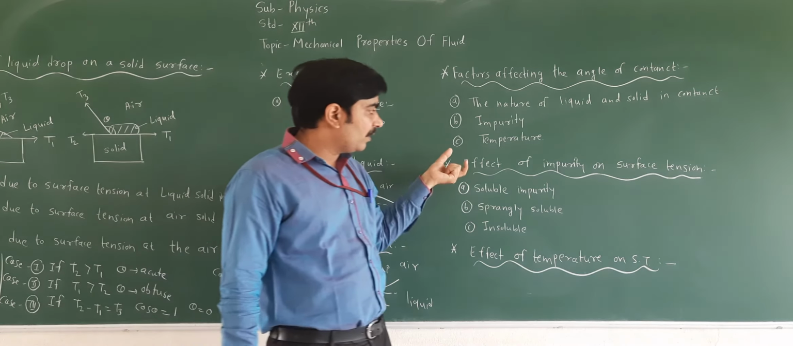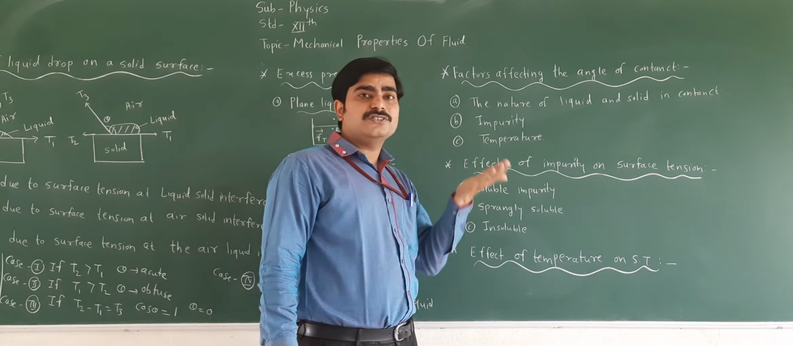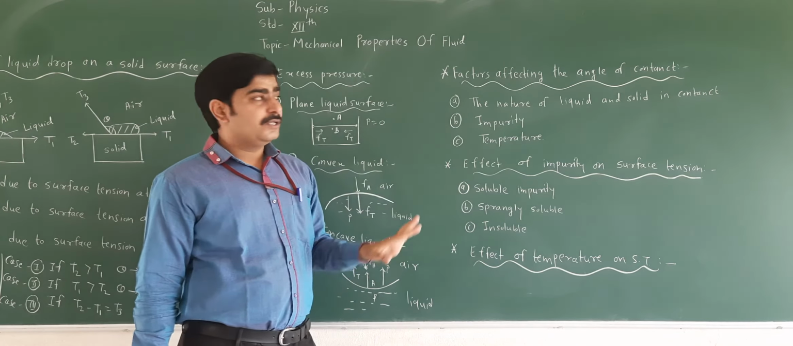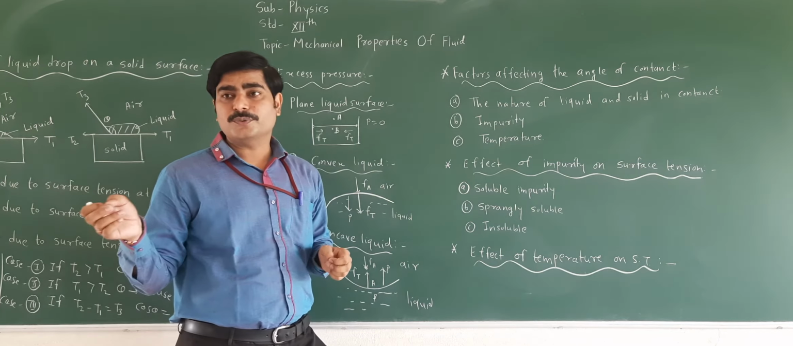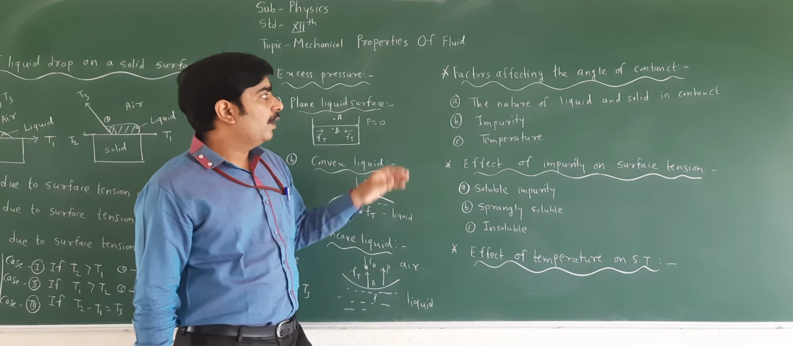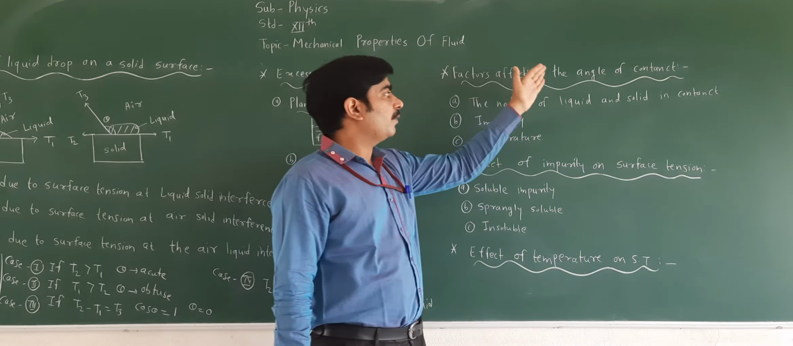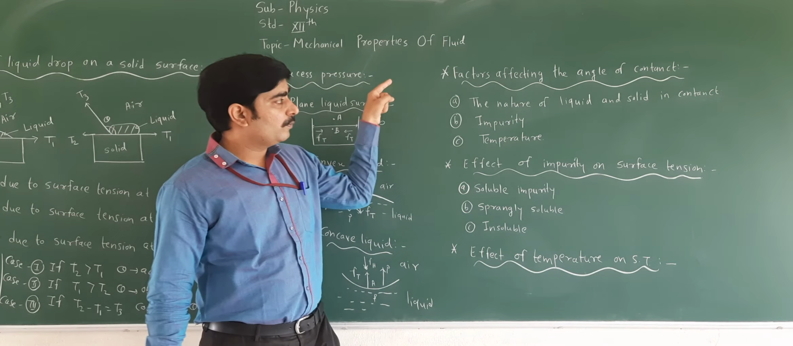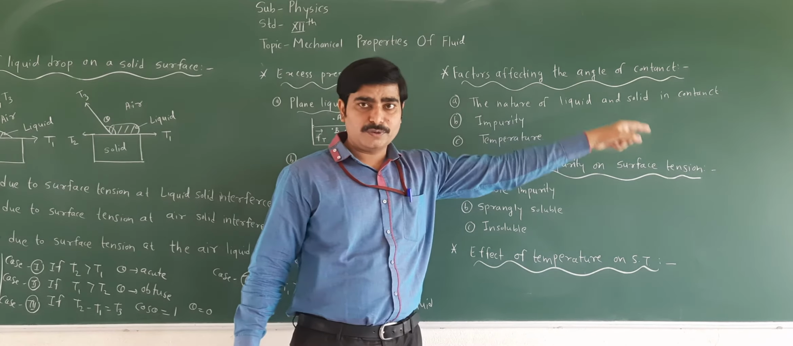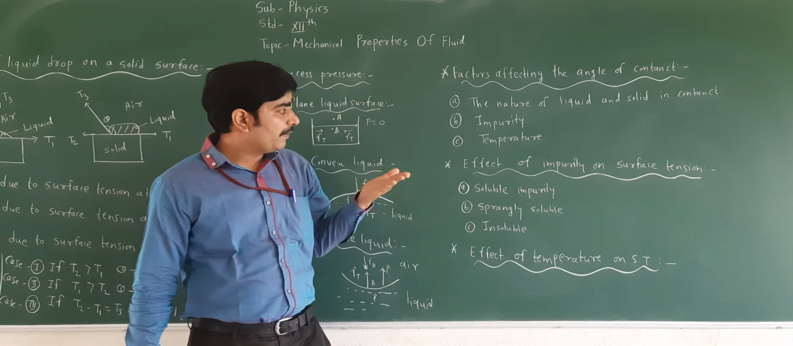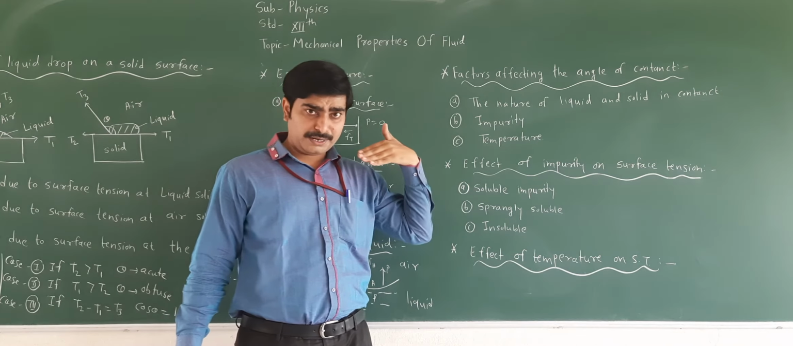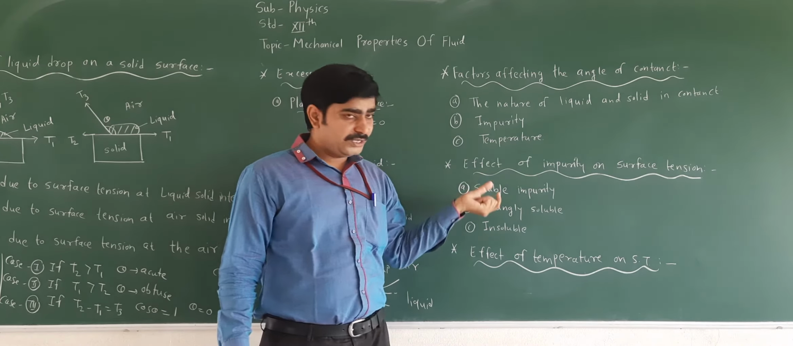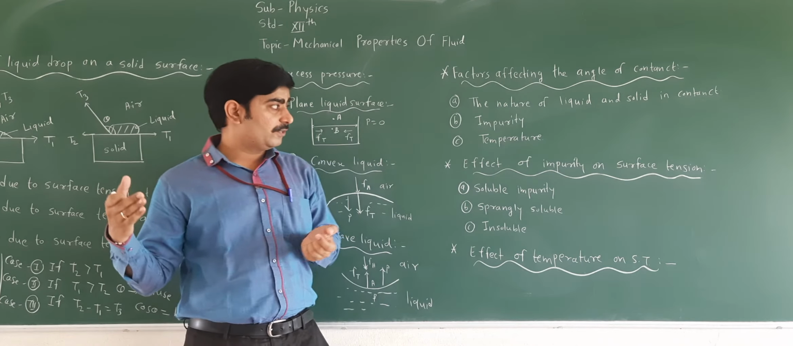Next, temperature. As the temperature increases or decreases, the angle of contact will also change. Lots of times in the board examination, a question will be asked for 1 or 2 marks: write the factors on which the angle of contact depends. So we have to remember that the angle of contact depends upon the nature of liquid and solid in contact, the angle of contact changes due to the change in impurity, and the angle of contact changes due to the change in temperature.